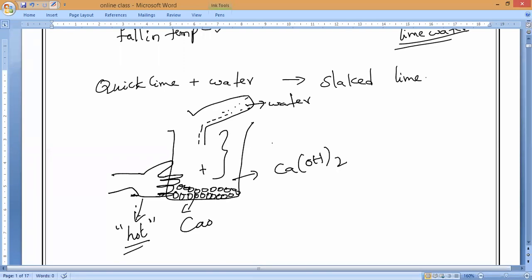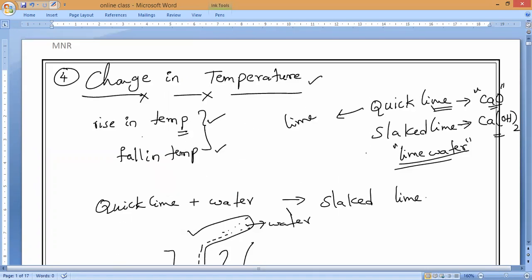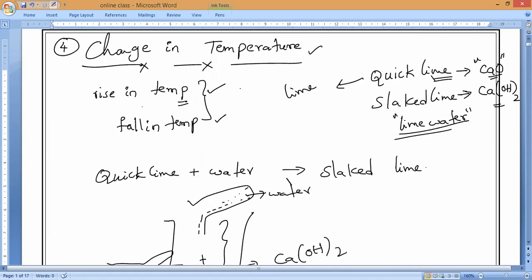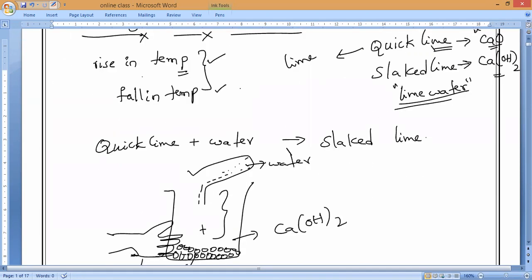The heat raises the temperature, due to which this mixture becomes very, very hot. So we can say that this chemical reaction between quicklime, calcium oxide, and water to form slaked lime is characterized by which characteristic, guys? We can say it is the change in temperature. Which change in temperature, rise in temperature or fall in temperature?